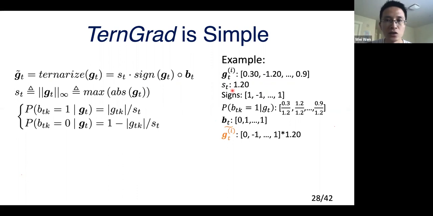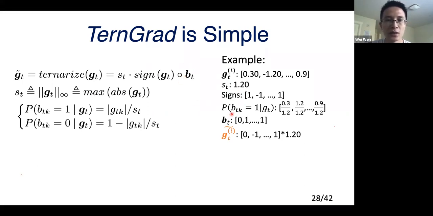Here, g_t is the original floating precision gradient. First we get the maximal absolute value of all the gradients, which is 1.2 here. And we get the signs of all the gradients, because we want to know the directions of all the gradients. And finally, we draw a binary code from a Bernoulli distribution. That's the binary code.